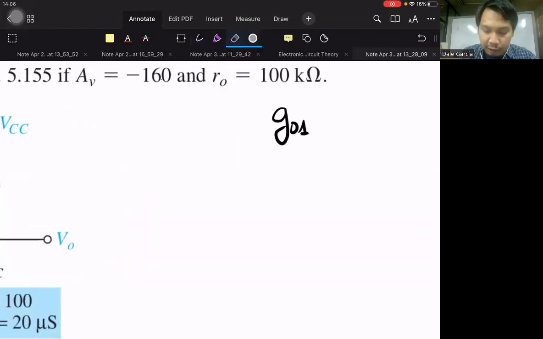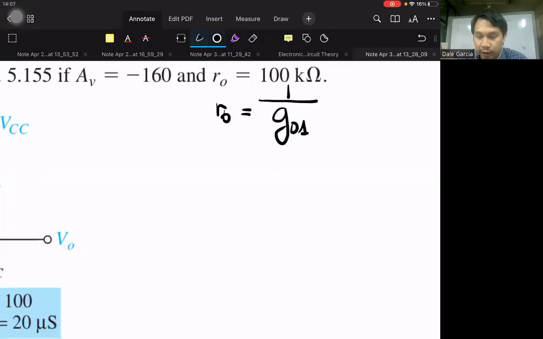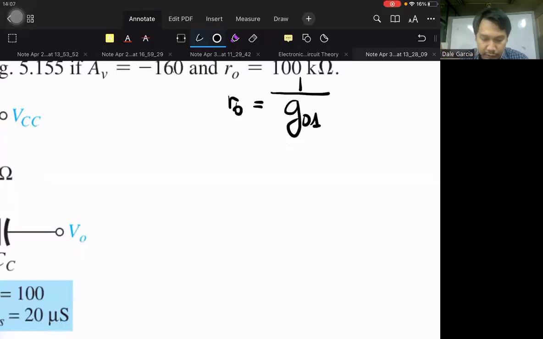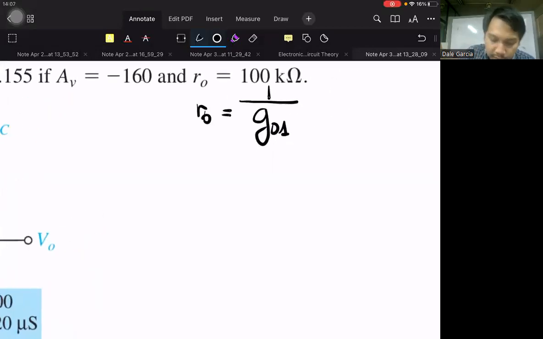So sa relationship ni RO and GOS, RO is actually just equal to the reciprocal of GOS, 1 over GOS. So kung given si GOS as specs sheets, and ang sa atong mga formula sheets is RO, i-divide lang nato si GOS gikan sa 1. And the reciprocal is the same, no? GOS is of course 1 over RO. So kaya na sila.